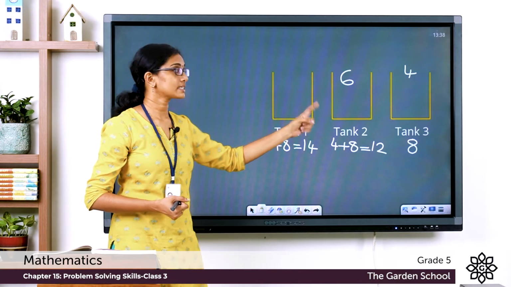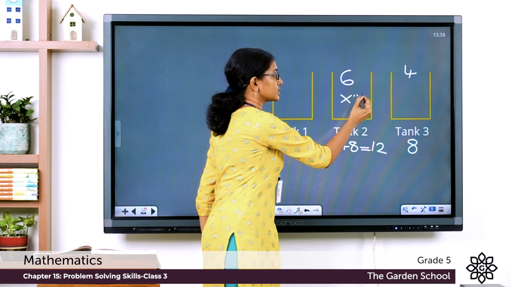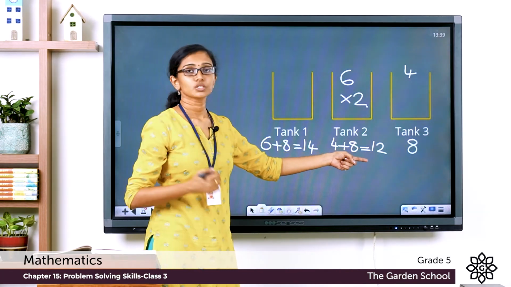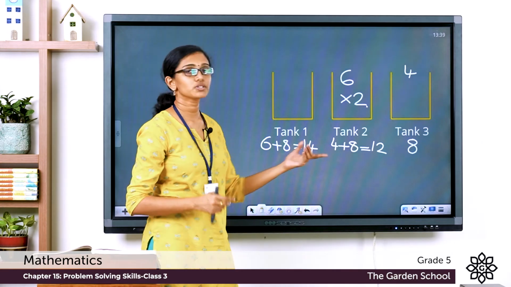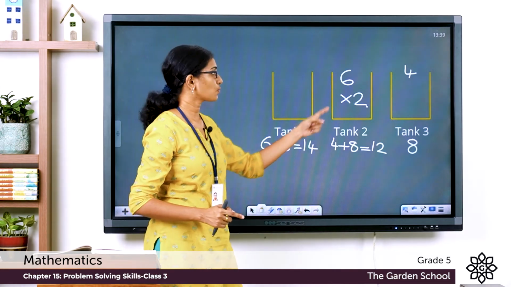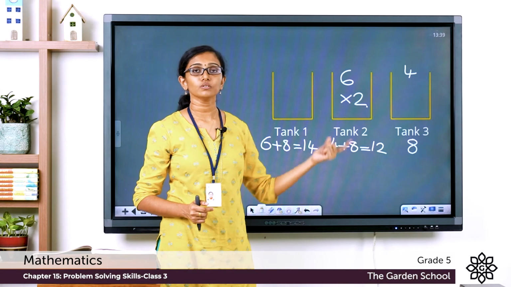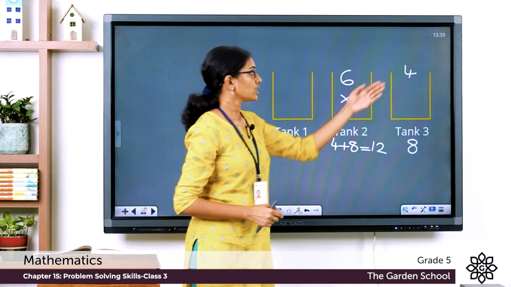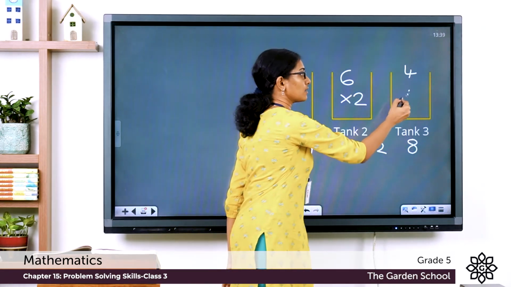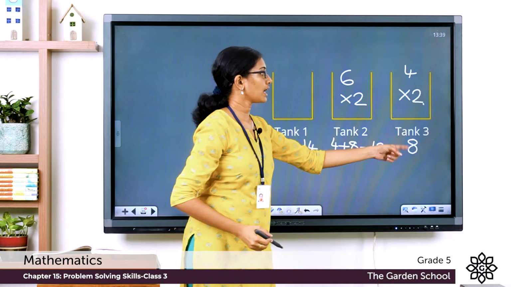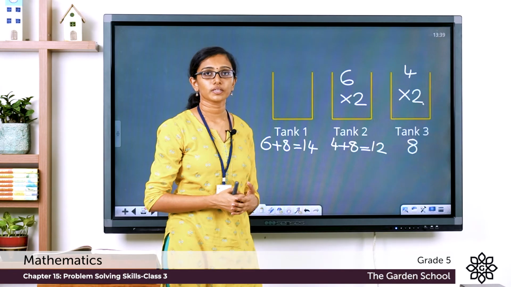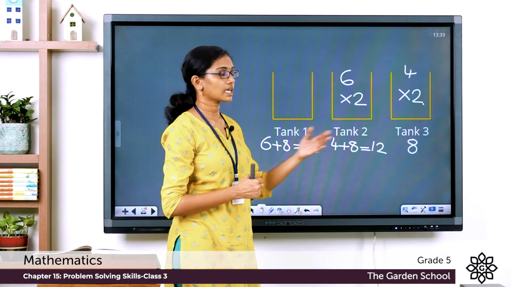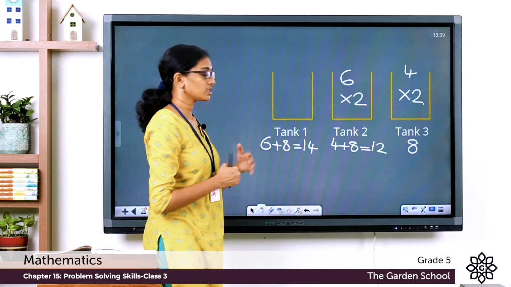She took a dip in tank 2 and the number of flowers doubled, and she has 12 flowers now. Now out of these 12 flowers, she gave away 8 flowers to a girl. Now she is left with 4 flowers with which she moved to the next tank, tank 3. Again she took a dip, the number of flowers doubled and it became 8. And she found out that she had only 8 flowers with her and she gave away all these 8 flowers to a girl. So we reached till this point.